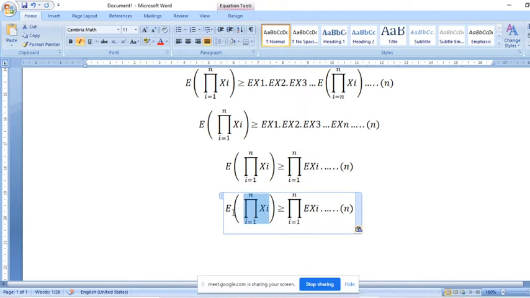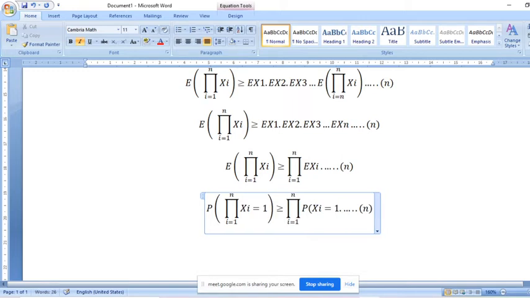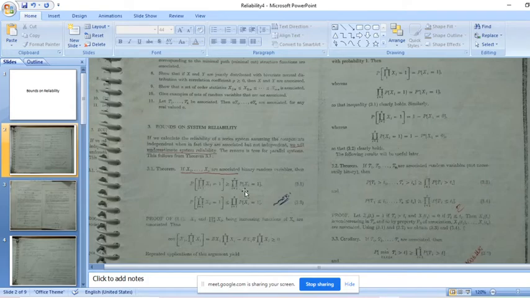So expectation will be probability of product xi equal to 1 plus 0 into probability of... so instead of expectation we can write it as probability of this one equal to 1. Similarly here also we can write this as probability of xi equal to 1. So this is the formula given in this book, equation number 3.1: probability of product i from 1 to n of xi equal to 1 is greater than or equal to product i from 1 to n of probability of xi equal to 1.